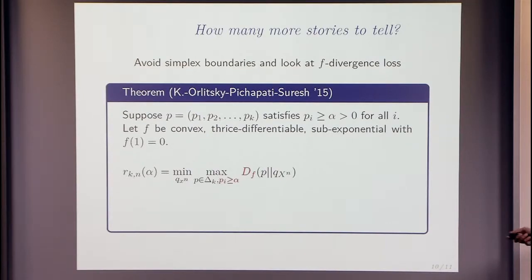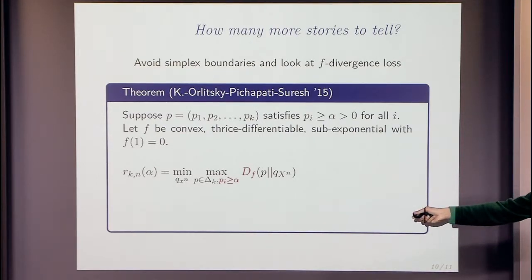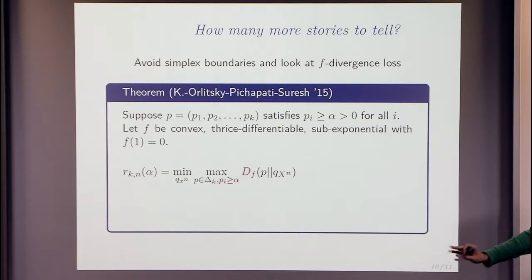In this case, the minimax risk depends on alpha, of course, the parameter that bounds all the probabilities from below. Two differences here. The max is now over all these probabilities that cannot be very close to the simplex boundaries. And the loss is an arbitrary f divergence loss, where f is this function. This has a very simple formula in terms of the function f. It's k minus 1 times the second derivative of f at 1, over 2n. So this unifies all these existing results under this constraint.